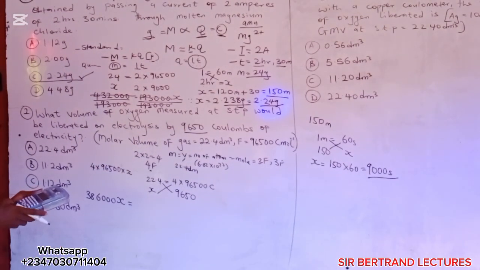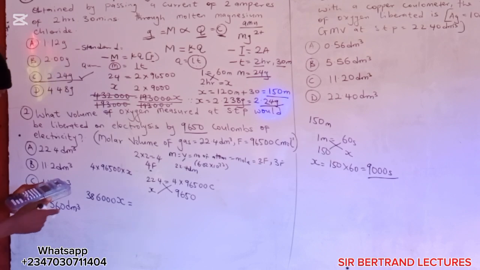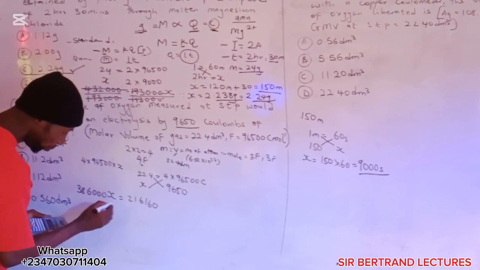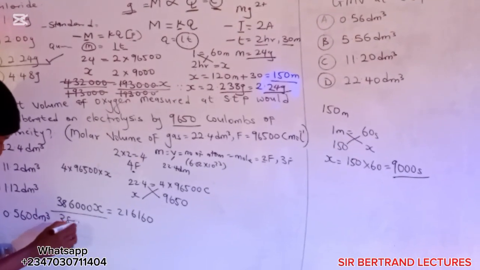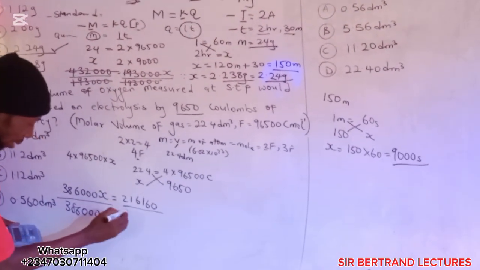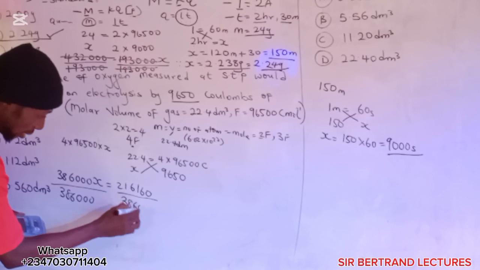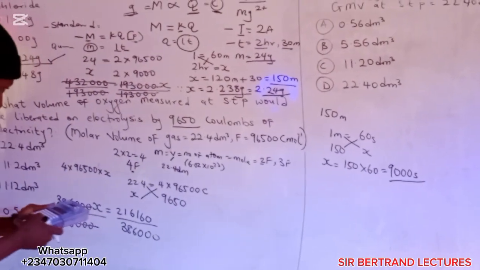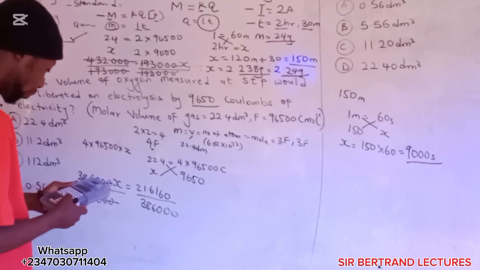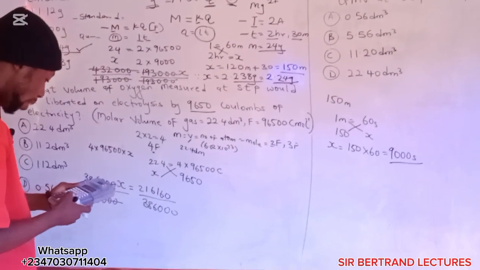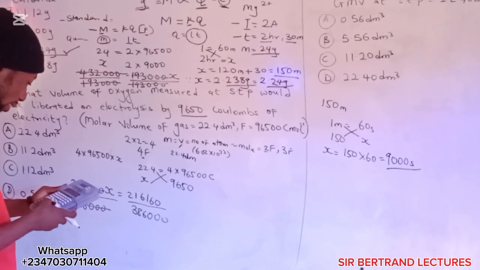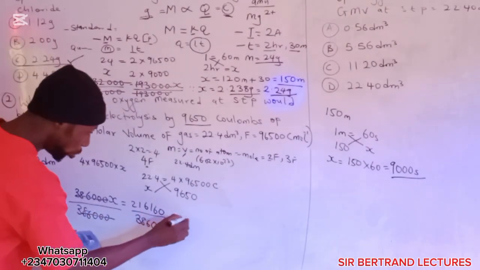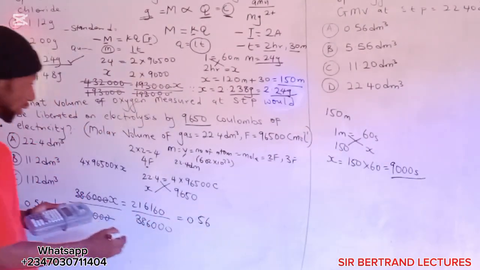9650 multiplied by 22.4 will give us 216160. Divide by 386000, divide by 386000. This will cancel this. Then 216160 divided by 386000 will give us x equal to 0.56.